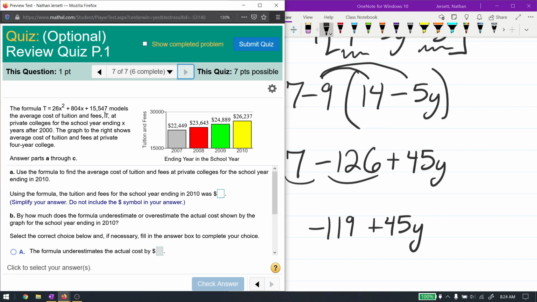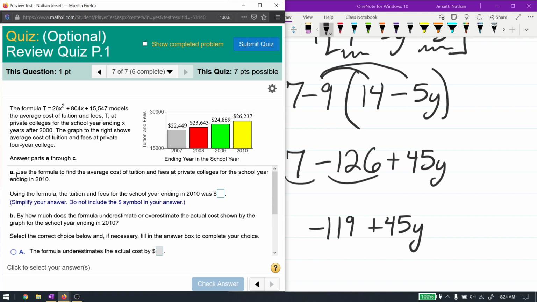So we have T is the average cost of tuition, and X is the school year ending X years after 2000. So 2007 would be X equal to 7 because 2007 is 7 years after 2000. 2008 would be X equal to 8, X equal to 9, X equal to 10. That's just an important thing to note.